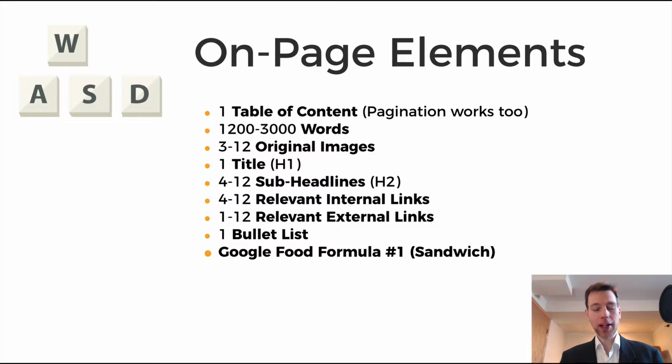All of this, you could actually take a page, just a block of text that has no formatting, it's just text, nothing, and apply all of this: the original images, the titles, the subtitles, the internal links, external links, the bullet list, the Google Food formula, in about 10 minutes.